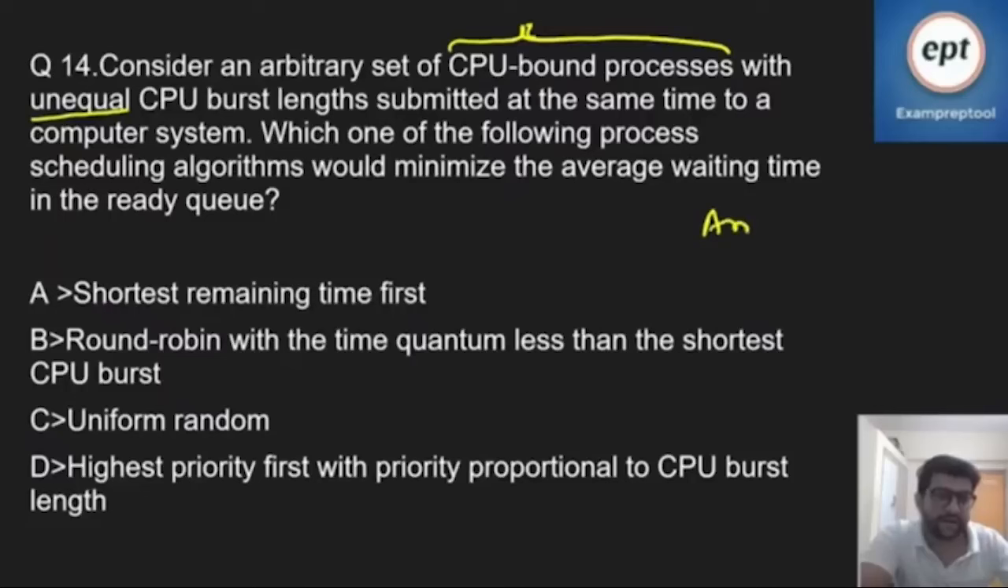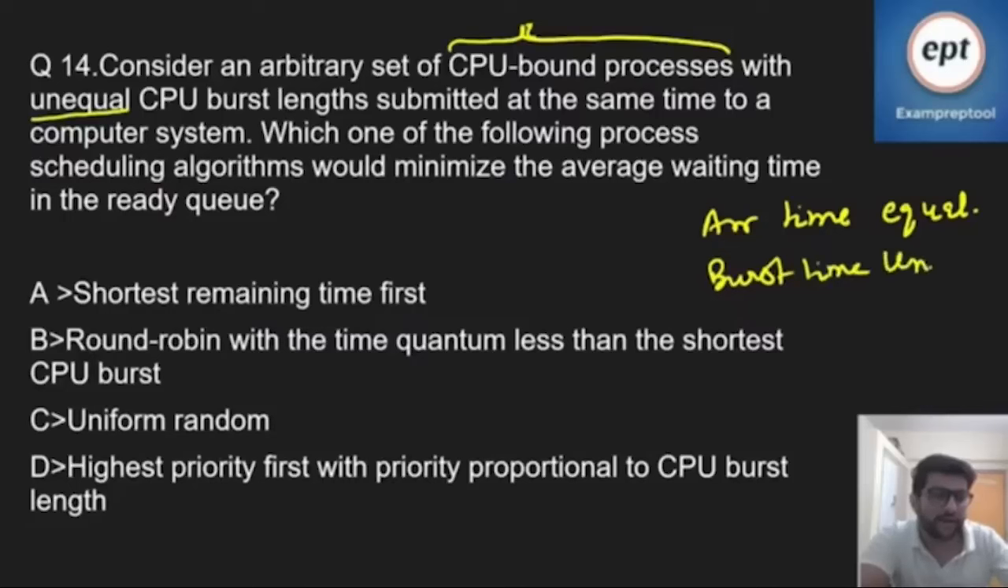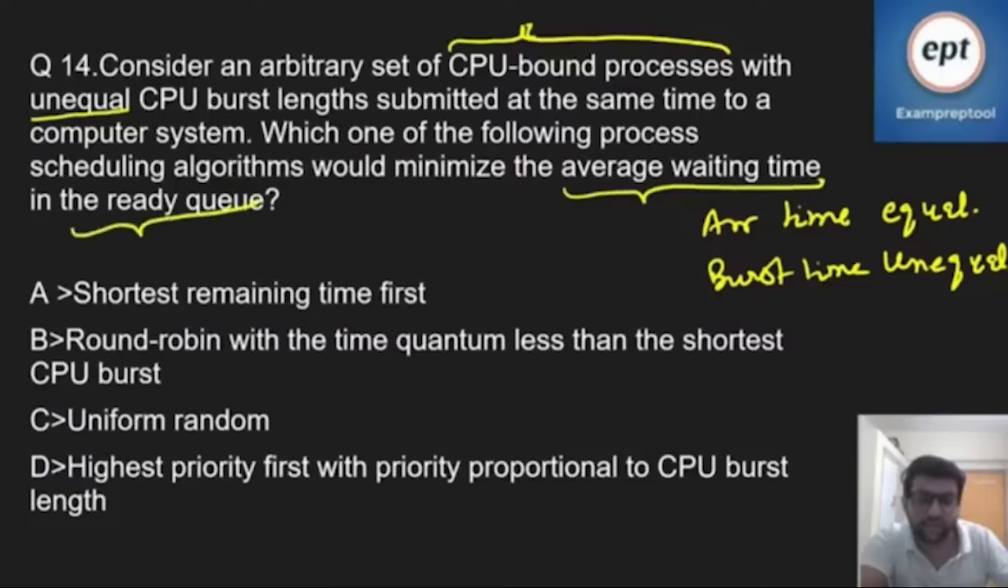So we have been given that the arrival times are equal for all the processes and the burst time is unequal. So just try writing these small pieces of information at a side because that will help you to save some time, and that will avoid the silly mistakes that we make in the GATE exam. So the question is, which of the following process scheduling algorithms would minimize the average waiting time in the ready queue, right?